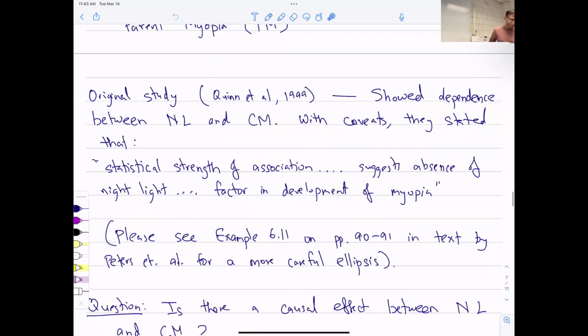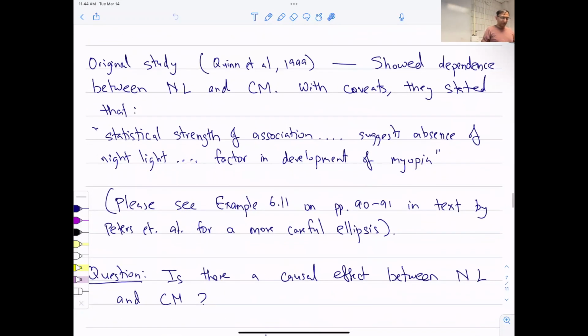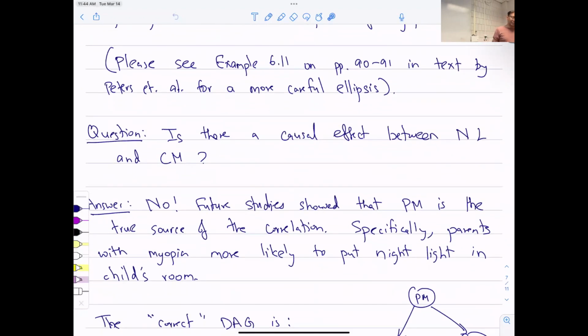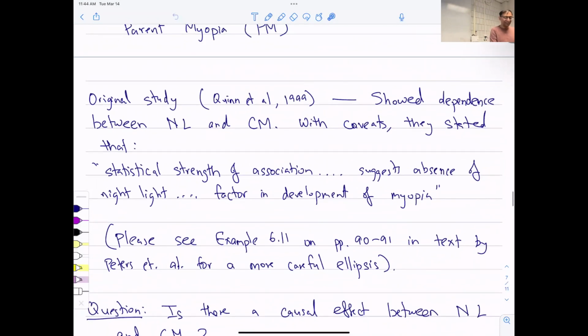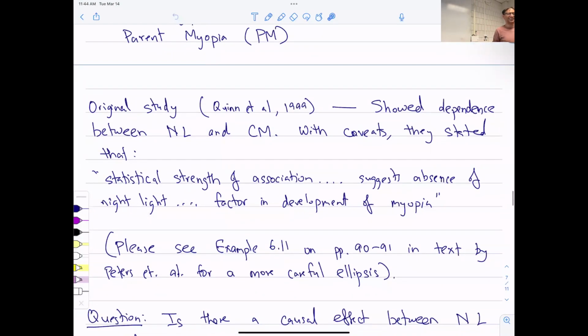Okay. The question is, night light and child myopia: there's some potential dependence. So is there really a causal effect between night light and child myopia? The answer was no. Future studies showed that parental myopia is the true source of the correlation. Parents with myopia are more likely to put night lights in the child's room, because they couldn't see. So this statement says this weird thing: you put a night light, your kid is going to have myopia. So you should not, that's basically what this statement seems to suggest.